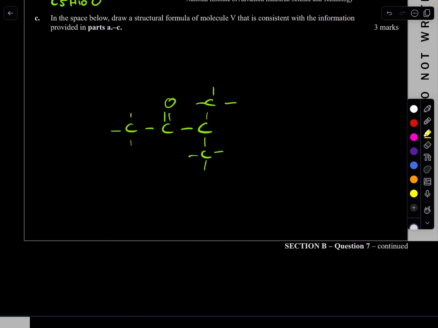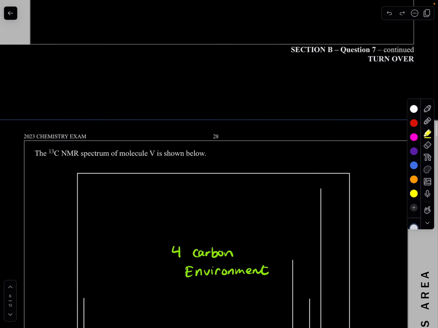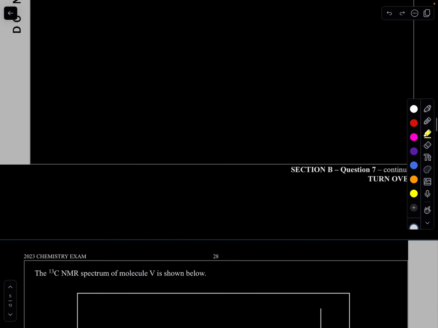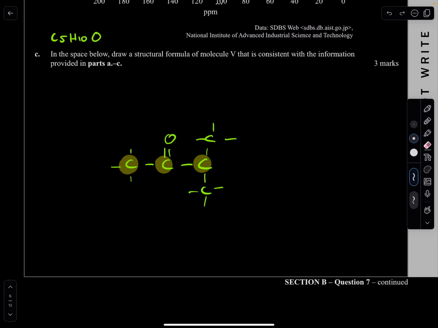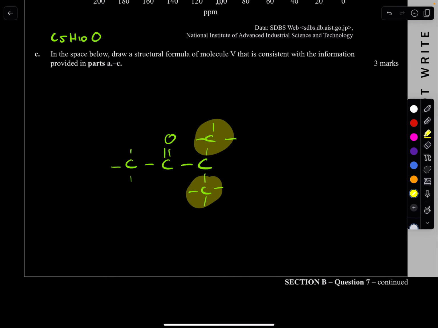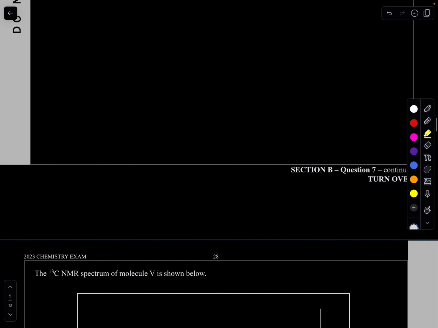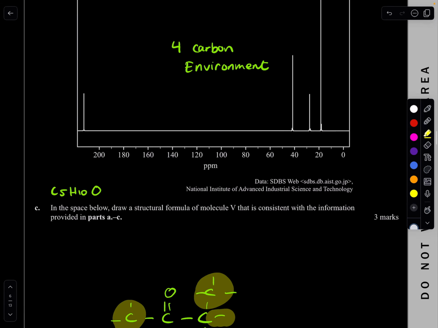Now there's symmetry. So 1, 2, 3, and these are considered as 4. Does it hit our proton, which is 3 hydrogen environments? Let's double check. Because of symmetry, that's 1, 2. Oh, sorry, I forgot 1 here. 3. There it is. This would be considered as 3 hydrogen environments. Beautiful. So we've hit that.